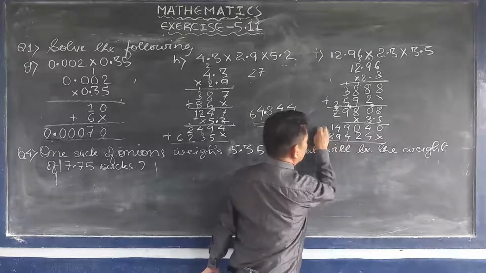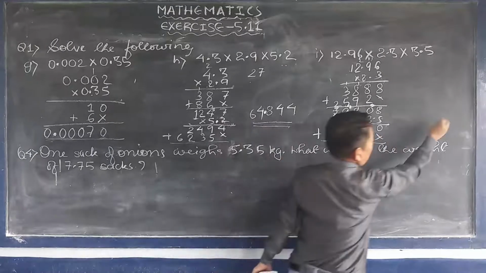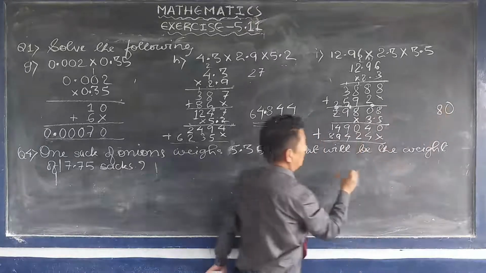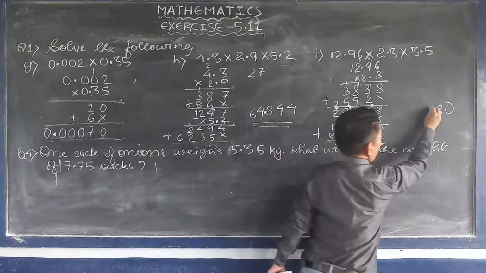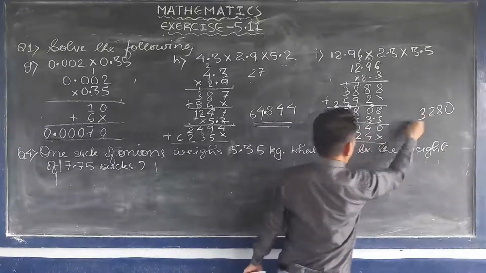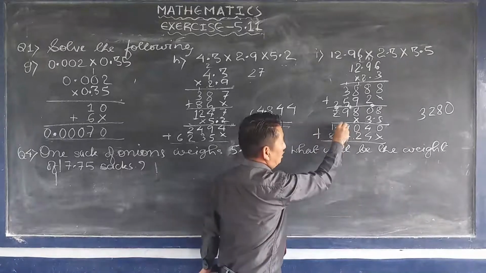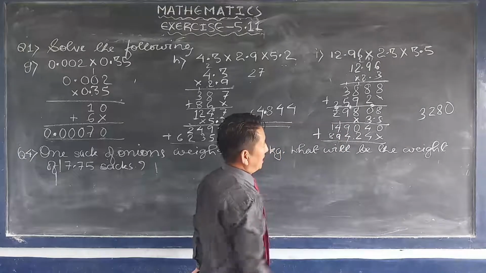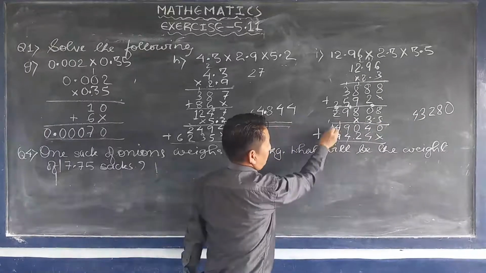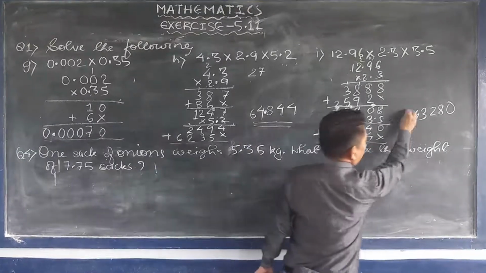Now we'll add this one. Here 0. 4 plus 4, 8. 2 plus 0, 2. Then 9 plus 4, 13, 3. Then 1 carry on here. 9 plus 1, 10, 10 plus 4, 14, 4. 1 carry on here. 8 plus 1, 9, 9 plus 1, 10.